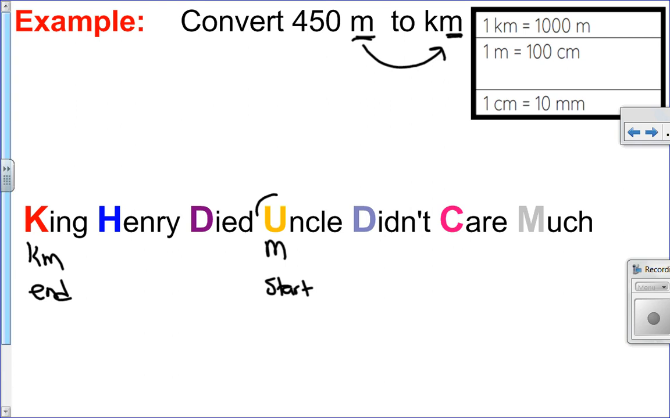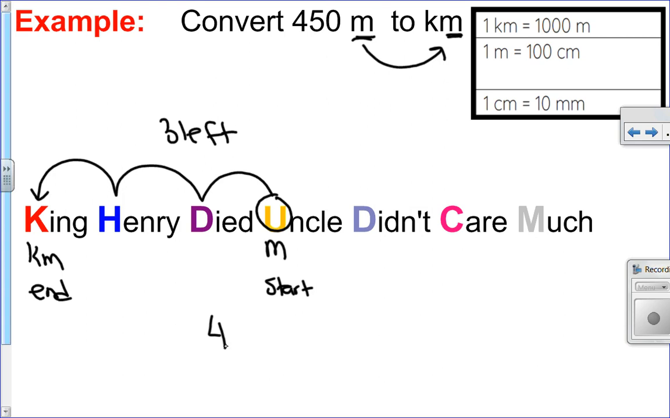So I'm starting at my units, and I'm going to move my decimal 1, 2, 3 units to the left. So the same direction that I jump is the same direction that I move my decimal. So I have 450. There is no decimal, so for whole numbers, the decimal is always at the end, and I'll move that over 3 times. 1, 2, 3. So what that tells me is that 450 meters is the same as 0.45 kilometers.